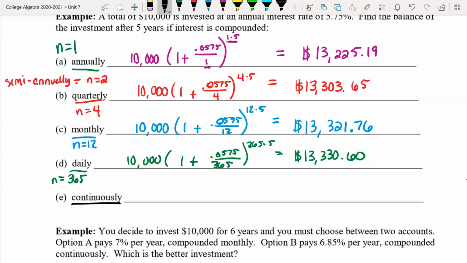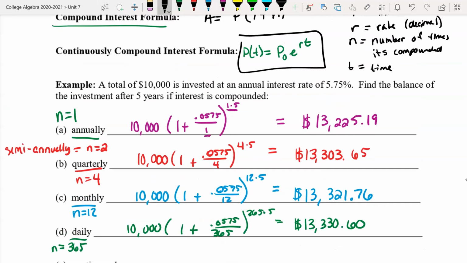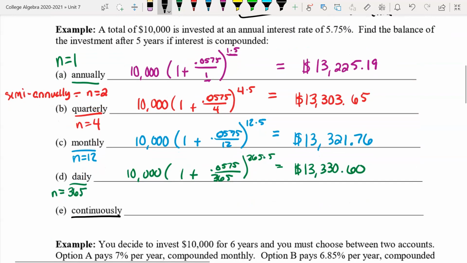And then lastly, they throw in a continuously problem. That's a completely different equation. That's the one that we wrote down right here. So my initial amount is 10,000, but now I'm going to use the base e. My rate is 0.0575 still, times my time, which is 5. So I would type that into my calculator. I would figure this out first, and then say e to that power, but you should get 13,330.91.